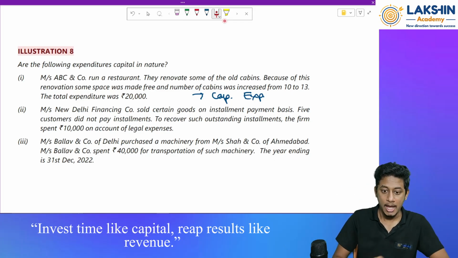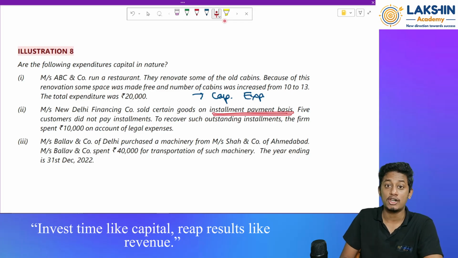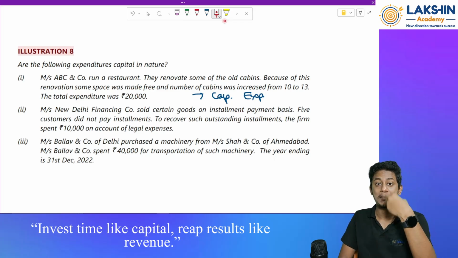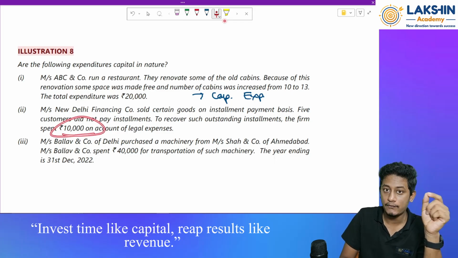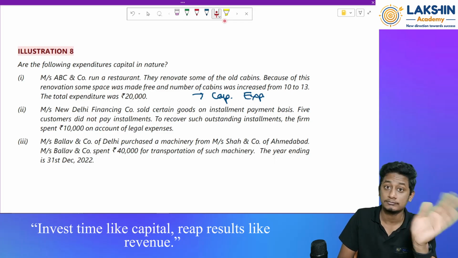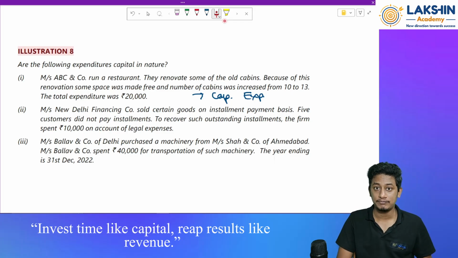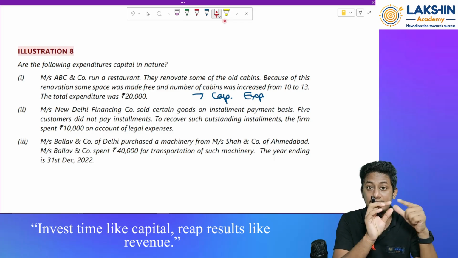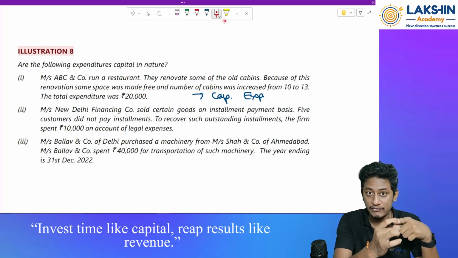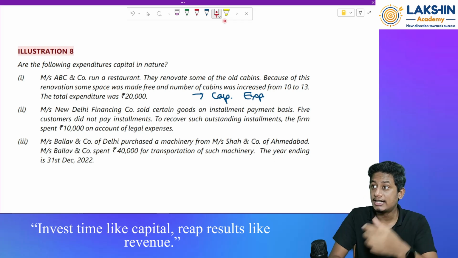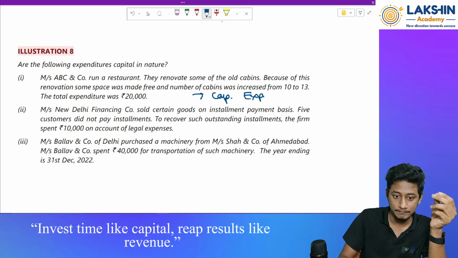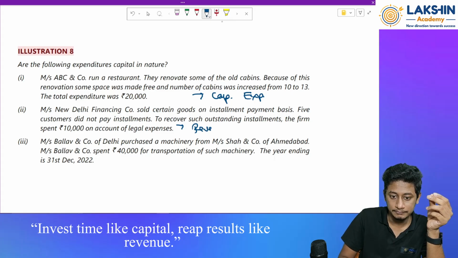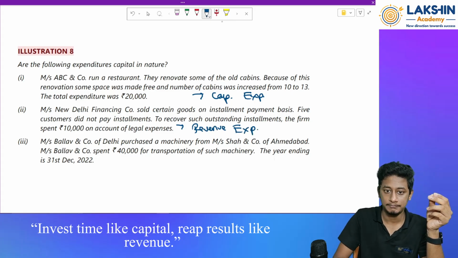Done, understood? But I am always selling the goods on installment basis. Right? So tomorrow there might be some new customers who will not pay me. So will the lawyer work for me for this 10,000 rupees only the next time? He will again ask me the fees. That means it's a recurring expense. It is giving me a short-term benefit. Right? Till what date? Till the amount is recovered from the customers. So this will become revenue expenditure. Clear? Okay, next.